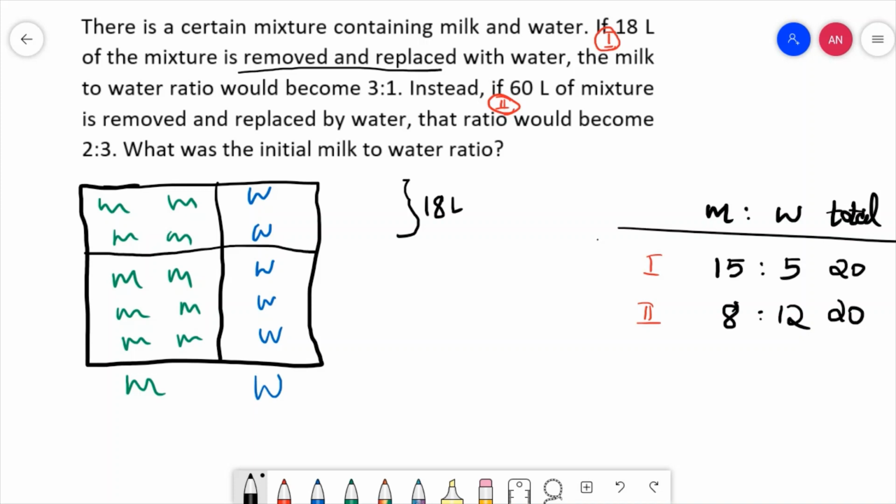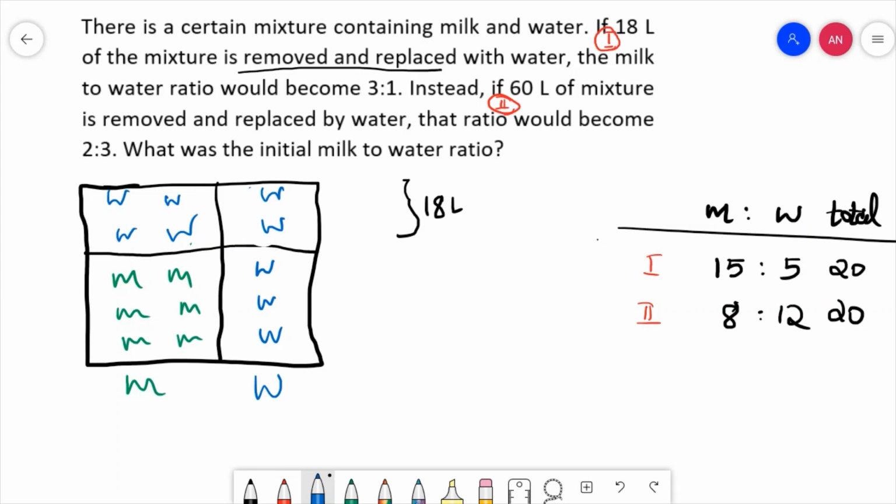So if we remove this part, there won't be any milk here and there won't be any water here, and we are going to replace it with water, so we have to fill water here again. What you can see here is, after the first condition is applied, the only milk that you can see in this mixture is in this part.